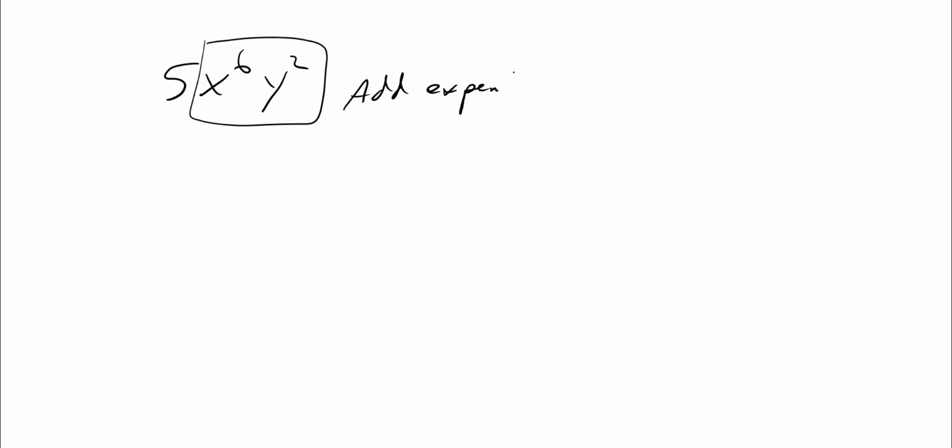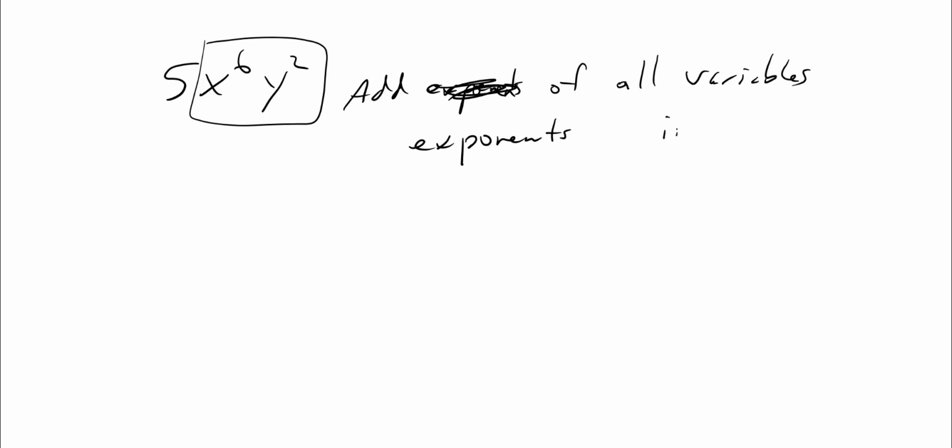So let's mix a couple of variables together now. What if I had, let's just do a basic one, 5x to the 6th y squared. Now notice there's no adding and subtracting here. This is just multiplication. So if I want to find the degree of this term, you add the exponents. You add the exponents of all variables in that term.